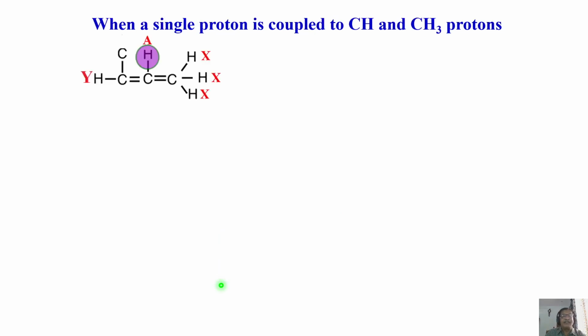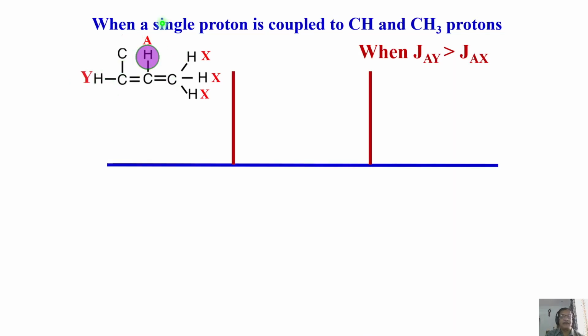Okay. Now, when a single proton is coupled to CH and CH3, what will happen? Same. Now we are considering this proton. Consider a situation where AY is larger than AX. When AY splits this, what will happen? This single proton will split this into a large doublet, because the coupling is larger.